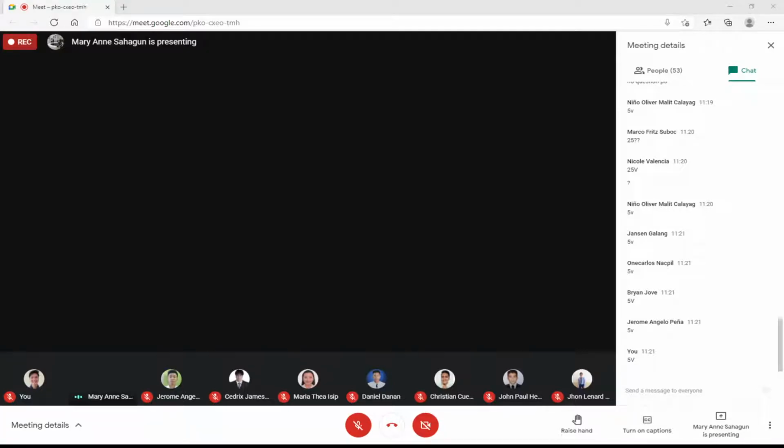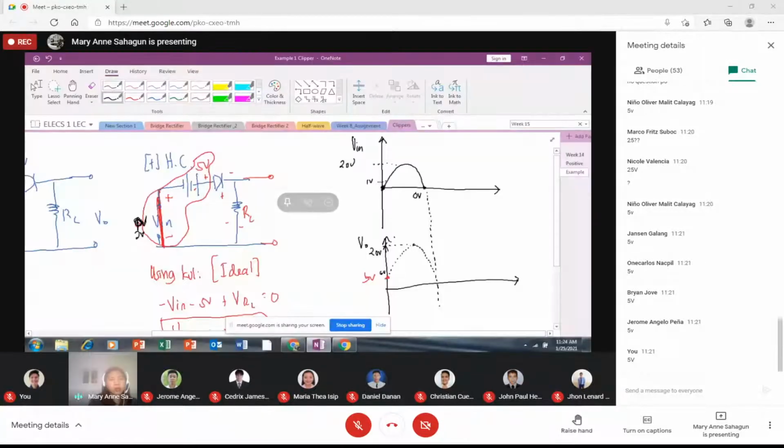0 volts ulit. Close ulit to. Kung close ulit yan, class, ang voltage mo sa load is naka 5 volts ka pa rin. So, hindi yan magbababa. Ito pa rin ang voltage mo sa output. Okay? Now, parating na po, class, yung ating negative half cycle.